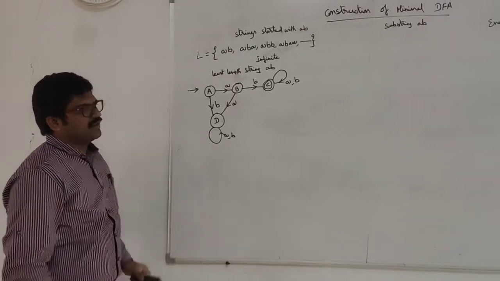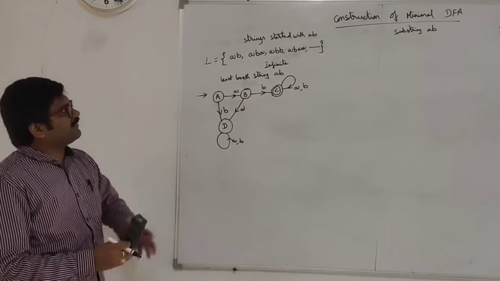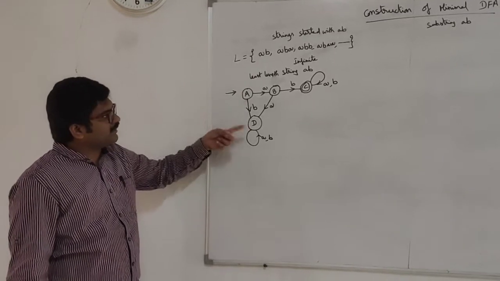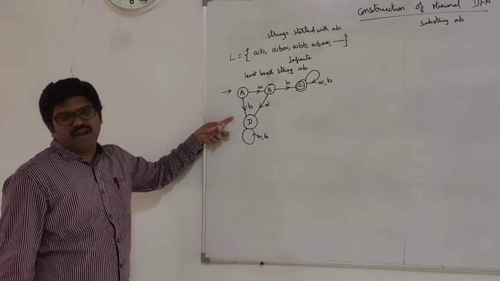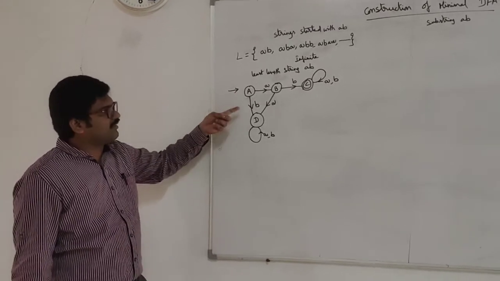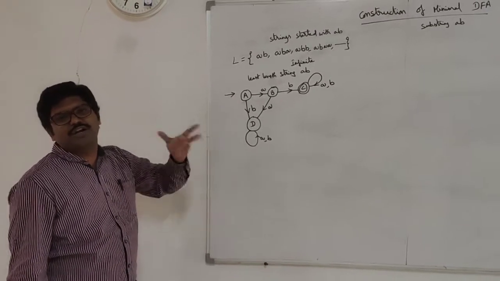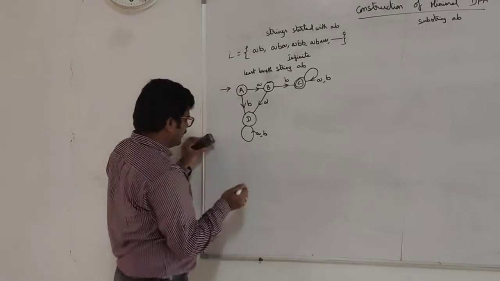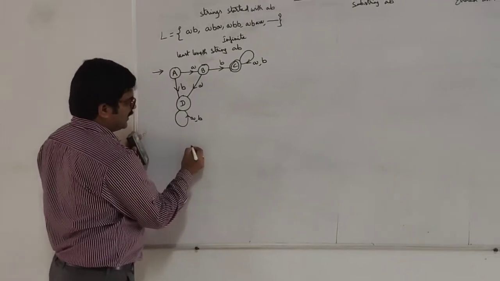Now I need to check: take a string which is available in the language and test whether this DFA is accepting it or not, and take a string which is not available in the language and check whether this DFA is rejecting it or not. You need to check both. For that I already gave examples in the last session. So now let us take an example.